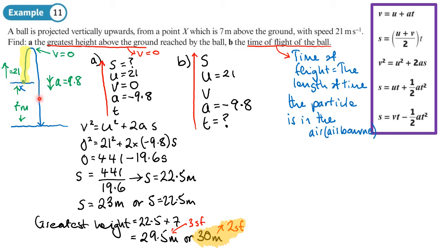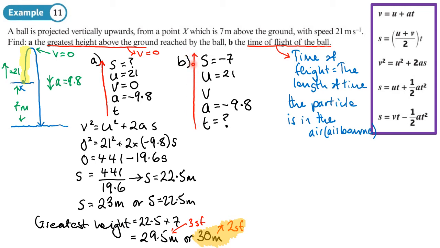Below this point, the displacement becomes negative because it is below where we started, and we are taking upwards as positive. So here it's 0, it goes up to a certain value. I think it goes up to 22.5 meters, doesn't it? So it increases up to 22.5. Then it decreases from 22.5 back down to 0. And then down here, the displacement is negative. So S is going to be -7. The ball will hit the ground when S is -7, because of the direction which we've taken for positive.